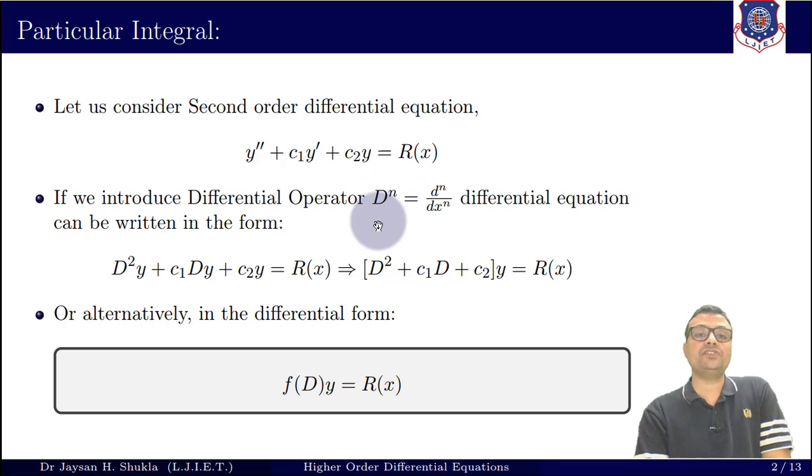Now after defining differential operator capital D as d by dx, we can find the operator form of this equation as D square y plus c1 Dy plus c2y equal to r of x, and then separating y on the left hand side will give us (D square plus c1D plus c2)y equal to r of x. This is nothing but f of D y equal to R(x). This is known as operator form of higher order differential equation, and this is our first step in almost all solution processes.